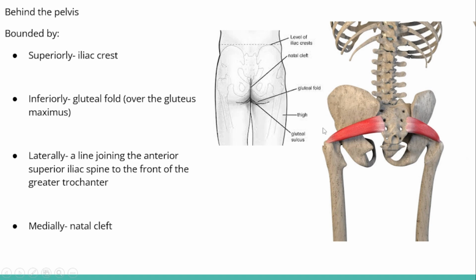The lateral boundary of the gluteal region is a line adjoining the anterior superior iliac spine to the front of the greater trochanter. So this margin is the lateral margin. Medially, the gluteal region is marked by the natal cleft.